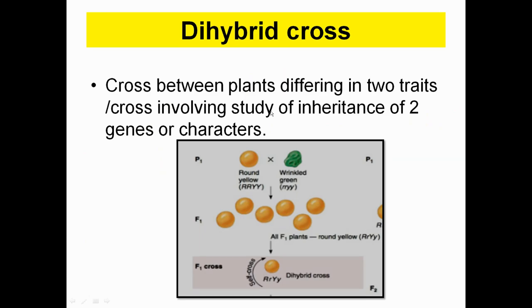Dihybrid cross. Dihybrid cross is also referred to as inheritance of two genes. Here, two pairs of contrasting traits have been selected in two different plants. Here we have selected round and yellow, and on the other plant we have selected the contrasting characters of the selected one, that is wrinkled and green.